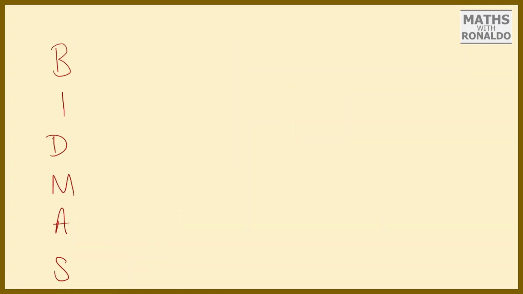Now we're going to look at the priority of operations. Generally speaking, BIDMAS is a good acronym to use. It stands for brackets first, then indices. Indices are another word for powers, so like x to the 4, that is your indice. Division, multiplication.